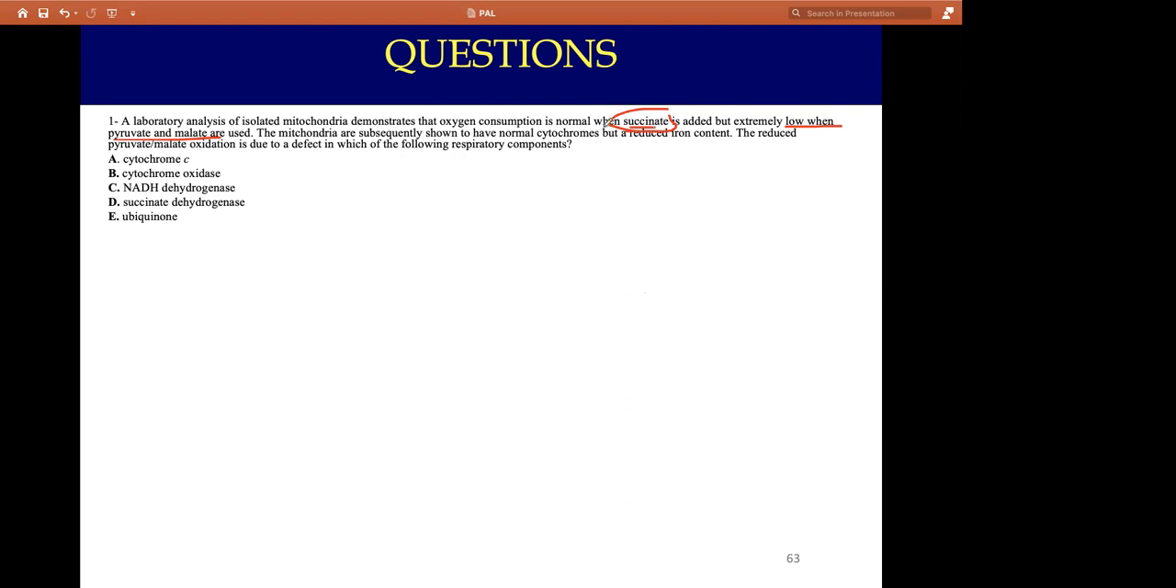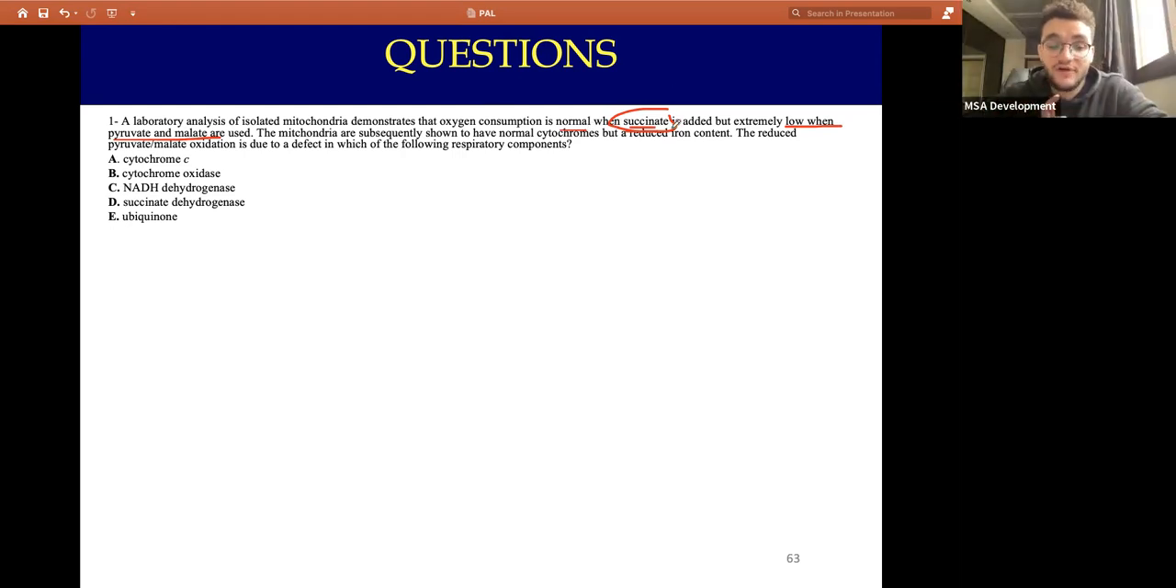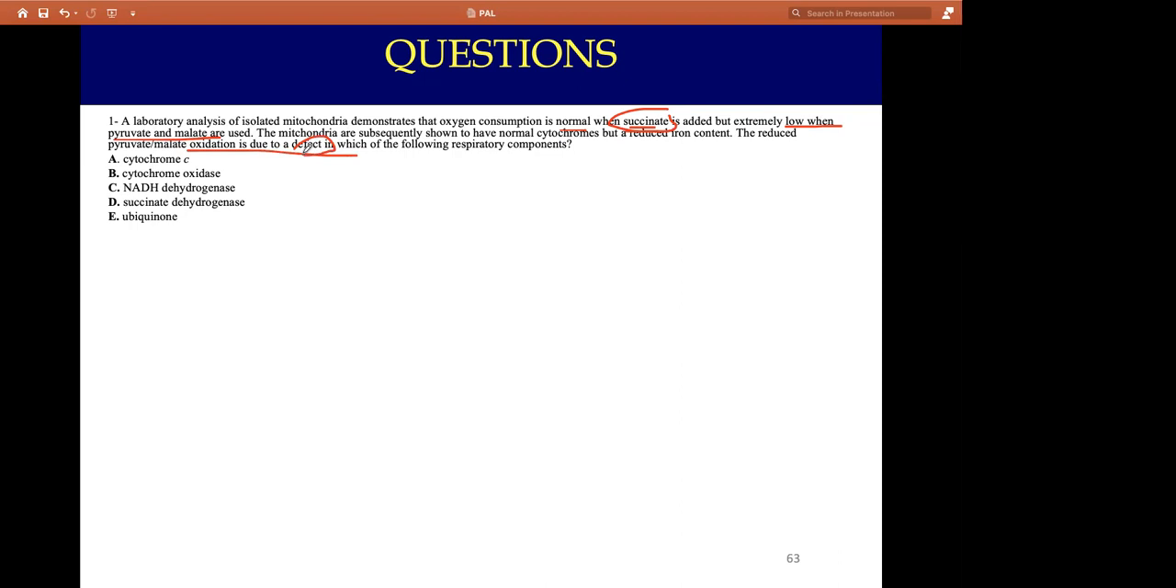Okay, because obviously it's normal when succinate is added. So complex number 2 is fine. However, it is low when pyruvate and malate are used. Because it's low in pyruvate and malate, which is mainly pyruvate, we talked about pyruvate and NADH. So as a result, complex number 1 is not normal. So the oxidation defect is in which of the following? Which is complex number 1, right? So succinate dehydrogenase.